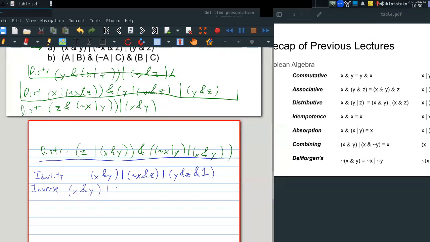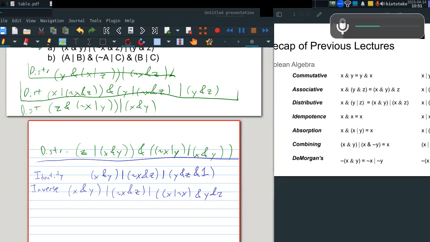X and Y. And let's see. So this one, again, by inverse, it's equal to, you could say, X or not X, no? X or not X is equal to 1, no? Let me just put it here. So X or not X is equal to 1. And Y and Z. Does this make sense to everyone?